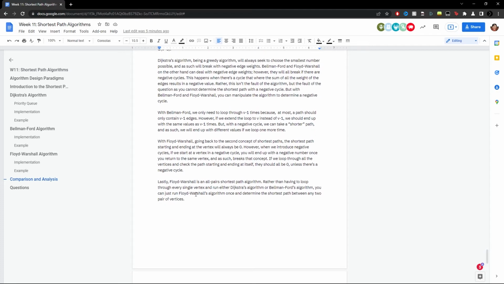And lastly, Floyd-Warshall is an all-pairs shortest path algorithm. So rather than having to loop through every single vertex and run Dijkstra's algorithm or Bellman-Ford's algorithm, you can just run Floyd-Warshall's algorithm once and determine the shortest path between any two pair of vertices. Let's say we want to find all the shortest paths starting from every vertex and ending at every vertex. You can just run Floyd-Warshall once, as opposed to with Dijkstra, where you have to go through every single vertex, and in Bellman-Ford you have to run through every single vertex to find the shortest path.